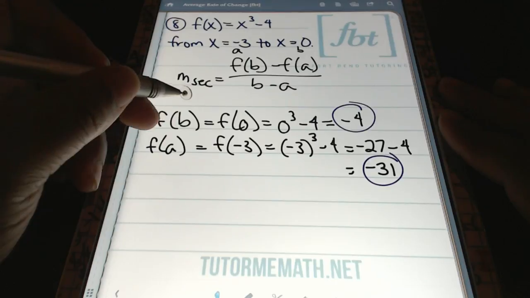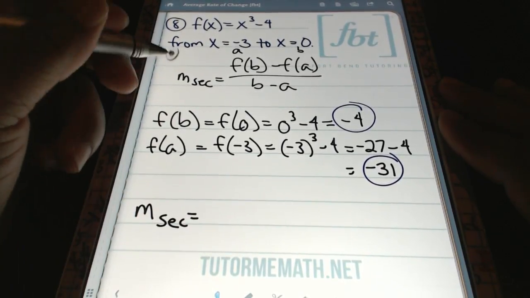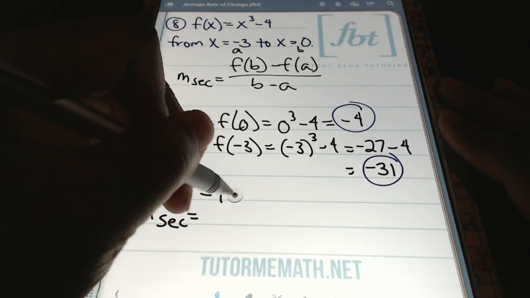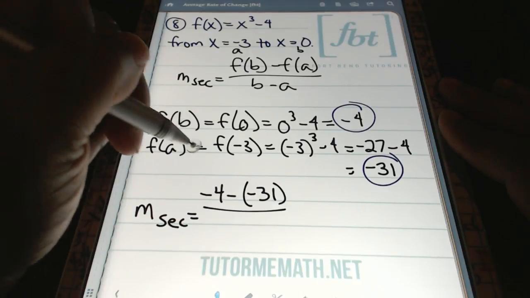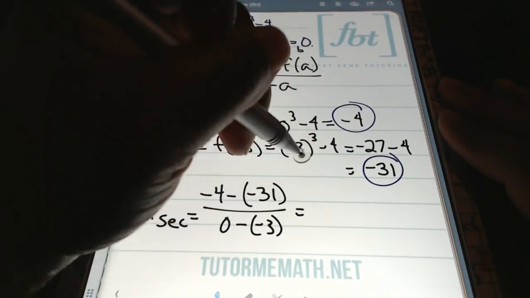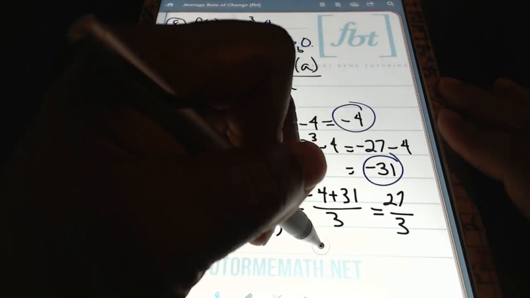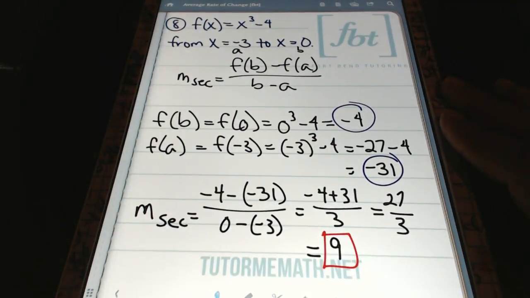We are going to plug in this value for the slope of the secant line and simplify it. So our f of b value is -4 minus our f of a value, which is -31. This is going to be divided by 0 minus -3. So we end up with -4 plus 31 divided by 3, which is going to give us 27 divided by 3. And as Treasure Ghost already hinted at, the result is 9.